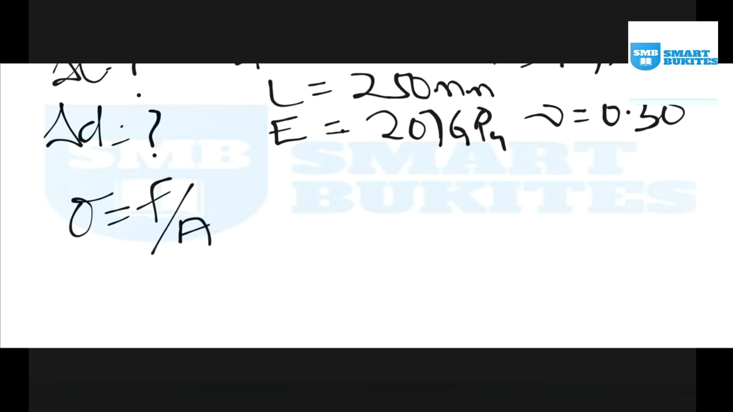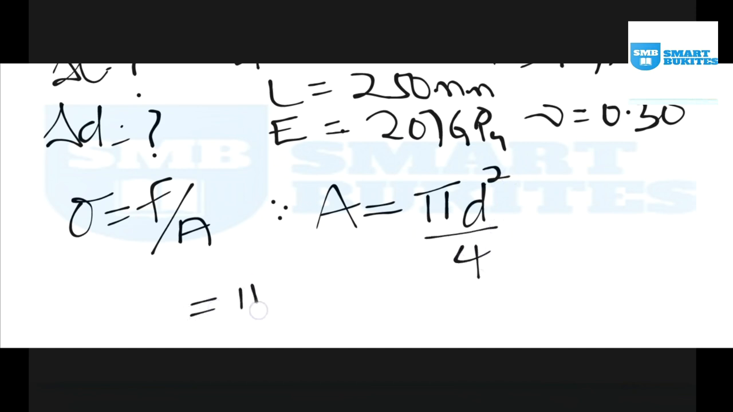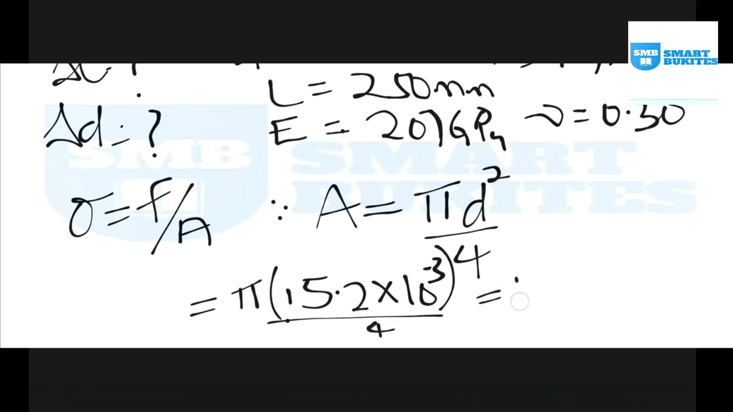We have the force. We can easily calculate the area by saying area of a cylinder, since it is a cylindrical specimen, is equal to pi d square over 4, which is equal to pi multiplied by 15.2 times 10 to the power of negative 3, since it's in millimeters, divided by 4. We will have 1.82 times 10 to the power of negative 4 as the area.